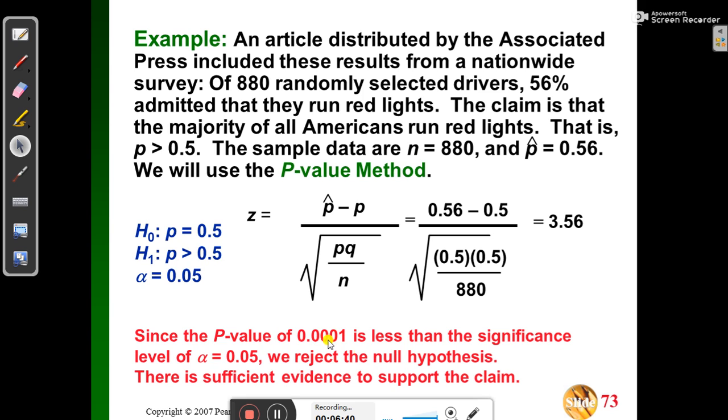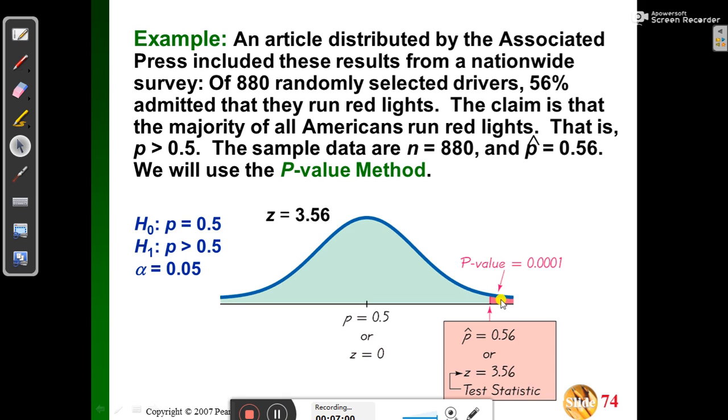So the p-value is much less than the significance level, which is 0.05. That is why it lies beyond this significance level. We reject the null hypothesis. There is sufficient evidence to support the claim.